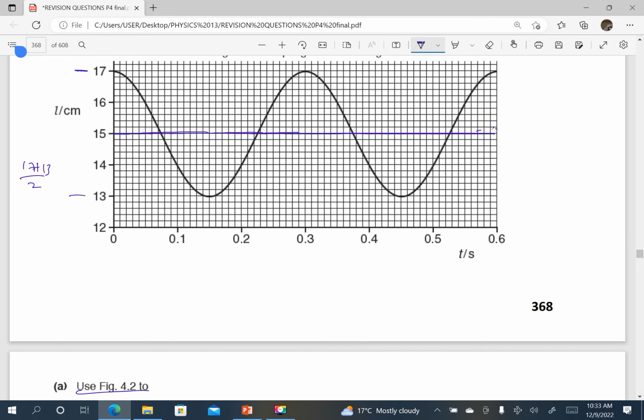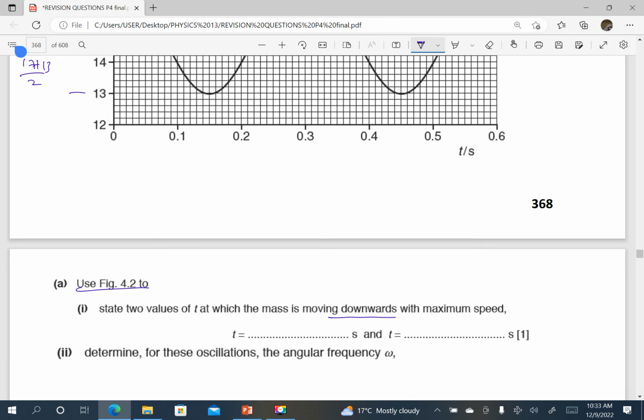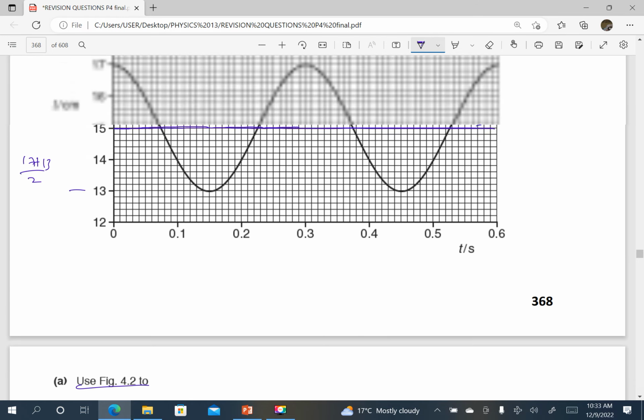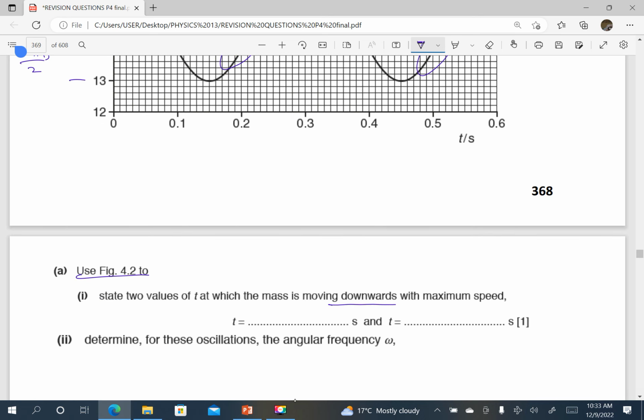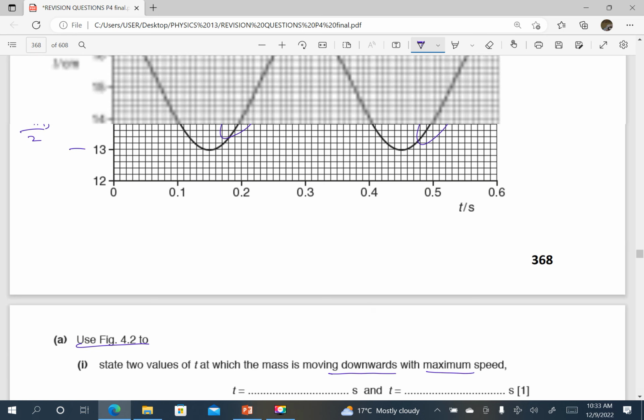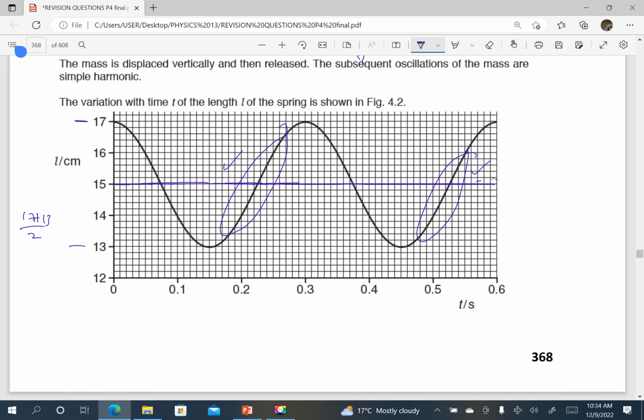So we want two values of time at which the mass is moving downwards. It must be moving downwards when L is increasing. So we can look at this portion of the graph where L is increasing and this portion of the graph where L is increasing. The other portions, L is decreasing. So here it is moving downwards, and here it is moving downwards, because L is increasing. Now we look for the values of time. The maximum speed is when the body is passing equilibrium, and it is passing equilibrium at this point here.